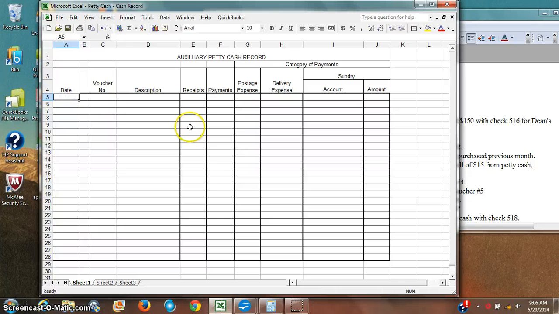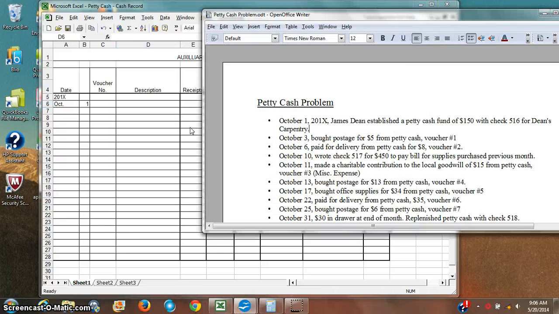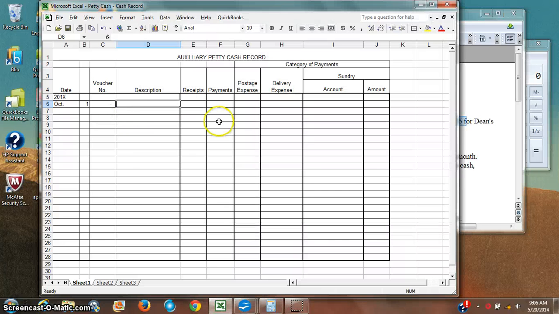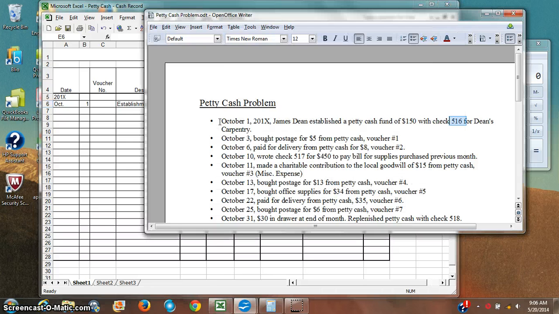The date for the petty cash record works the same way as the general journal or the general ledger. October 1. This first one doesn't have a voucher number. This is a check, so I'm just going to put this in here. The description is establishment, and it's going to be a receipt.